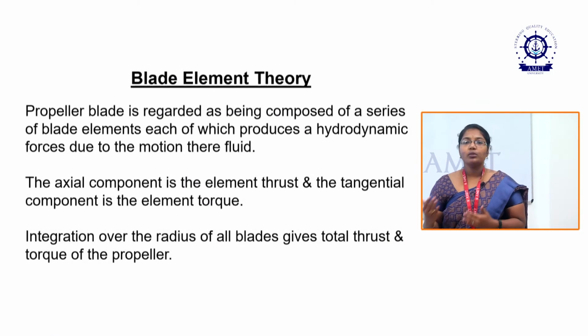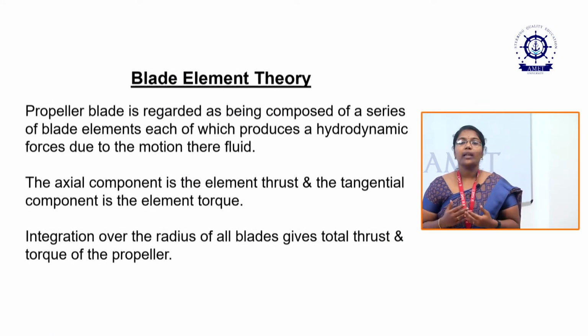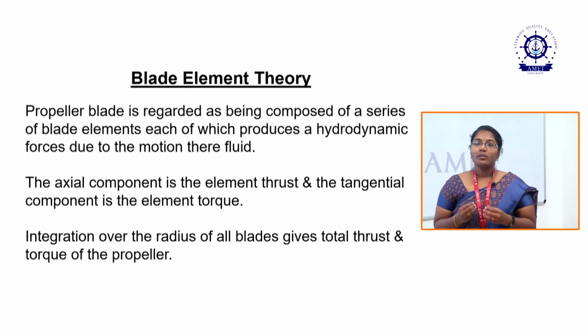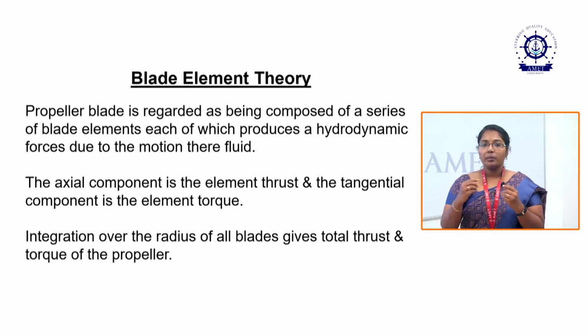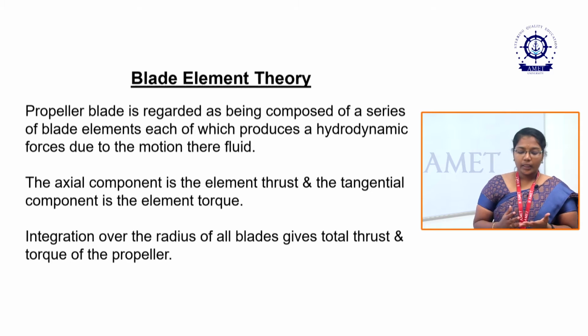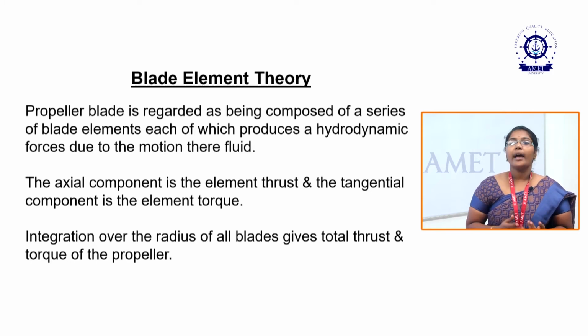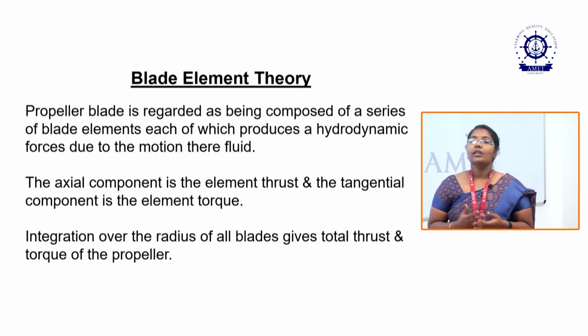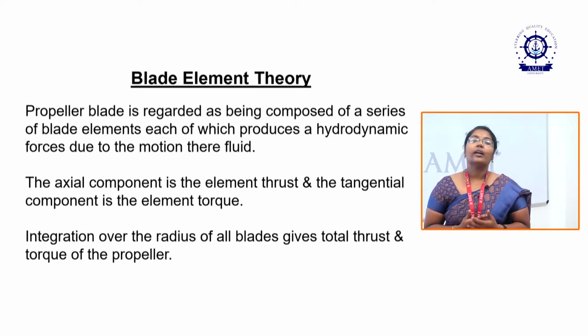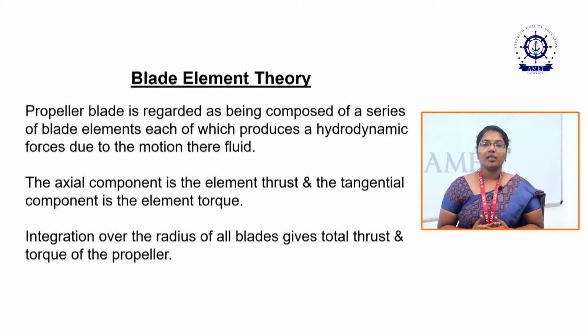In the previous two theories, we considered the propeller as a disc. This blade element theory is very unique because we are considering a blade of the propeller, and also we are taking an element in the propeller blade. Here we get an axial component as well as a tangential component. As you know, the axial component is nothing but the thrust and the tangential component is torque.